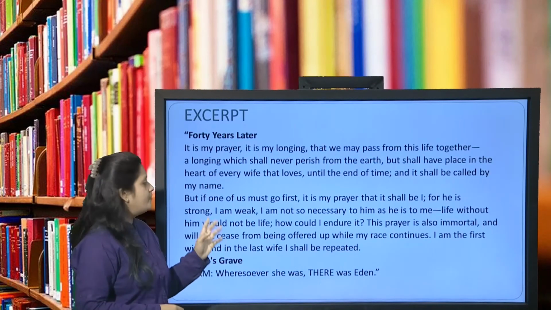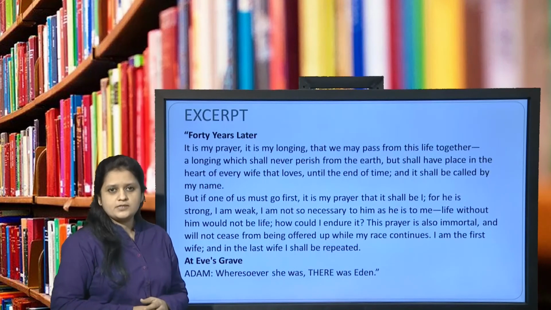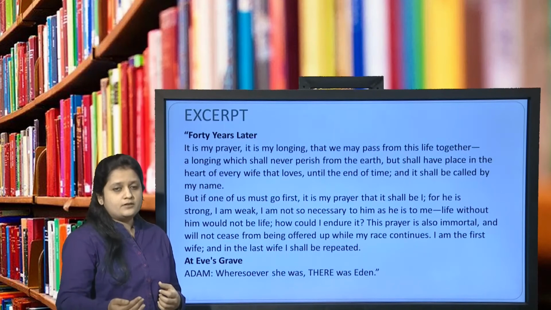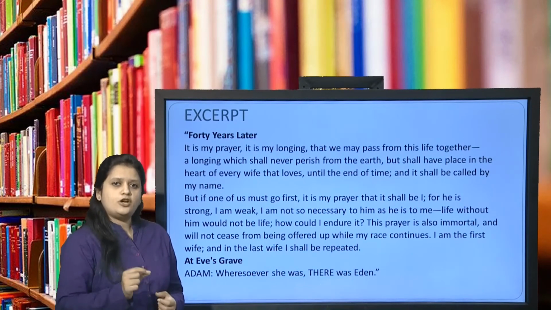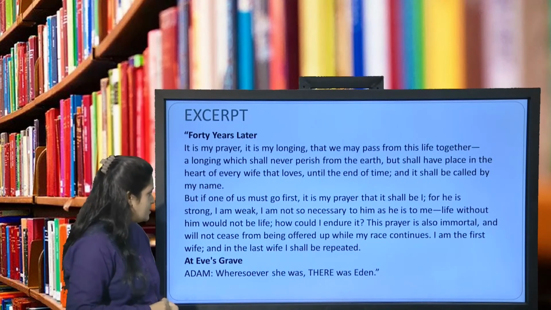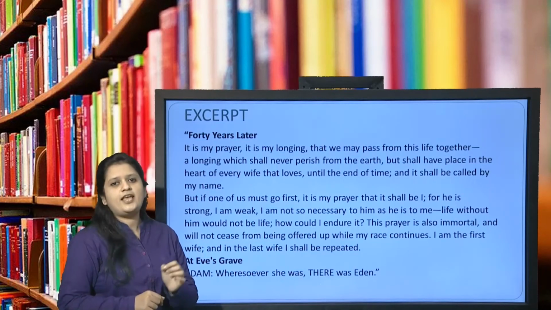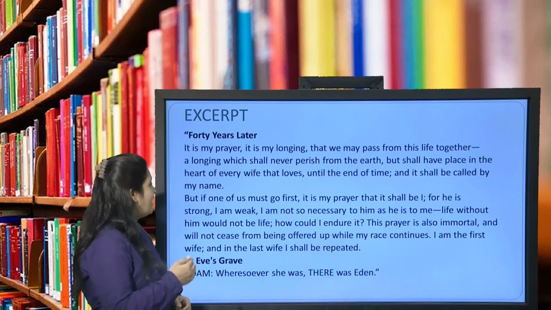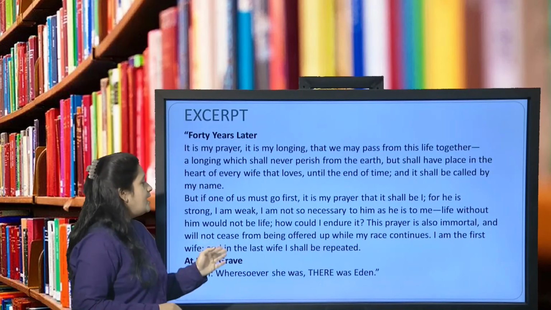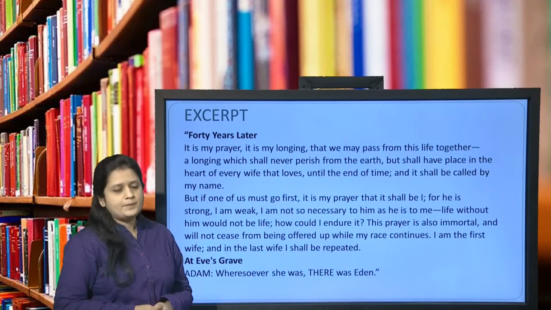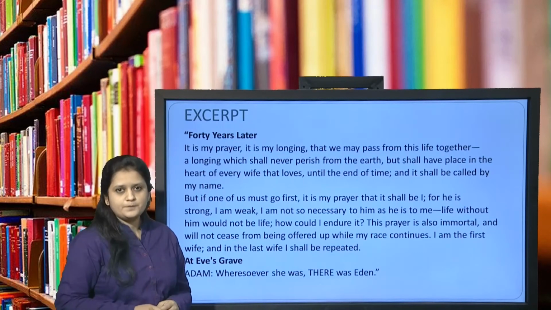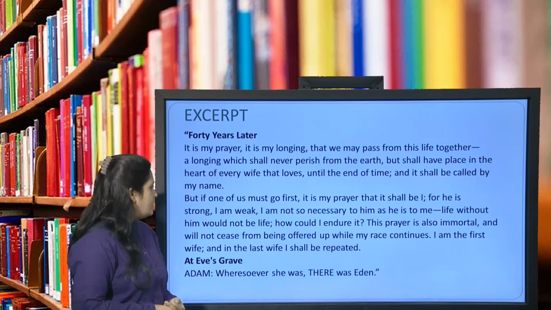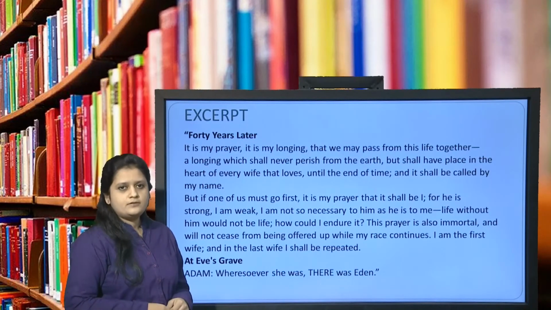But if one of us must go first, I wish that we both pass from this life together. But if one of us must go first, it is my prayer that it shall be I. For he is strong. I am weak. I am not so necessary to him as he is to me. Life without him would not be life. How could I endure it?